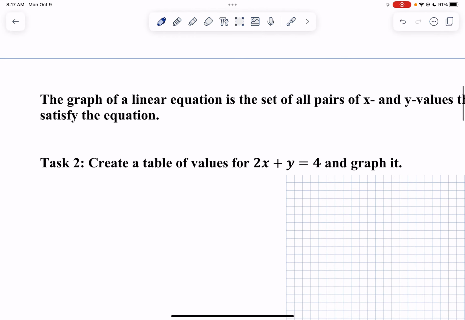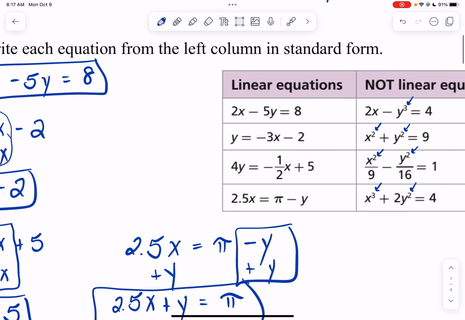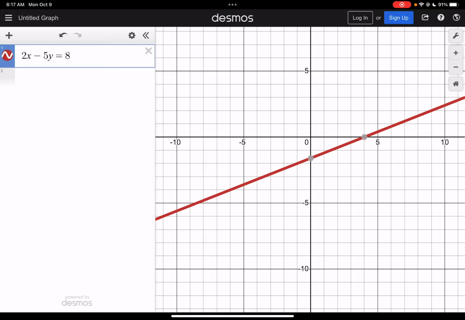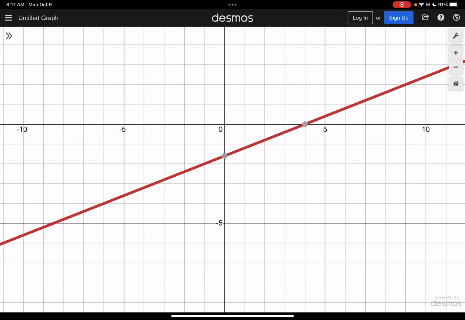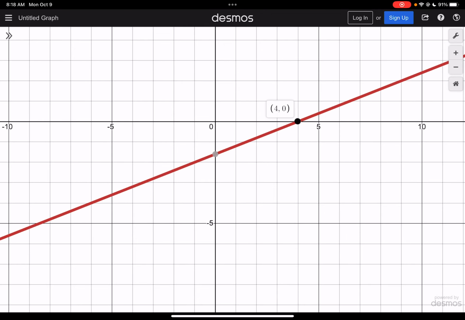Okay, the graph of a linear equation is the set of all pairs of x and y values that satisfy the equation. So now I'm going to take this equation right here, and I'm going to type it into Desmos. Okay, so here, I typed into Desmos. I just typed it in, 2x minus 5y equals 8. And it gives me this line. What this line is showing me is all the x and y values that work in that equation. For example, when x is 4 and y is 0, that equation is true.